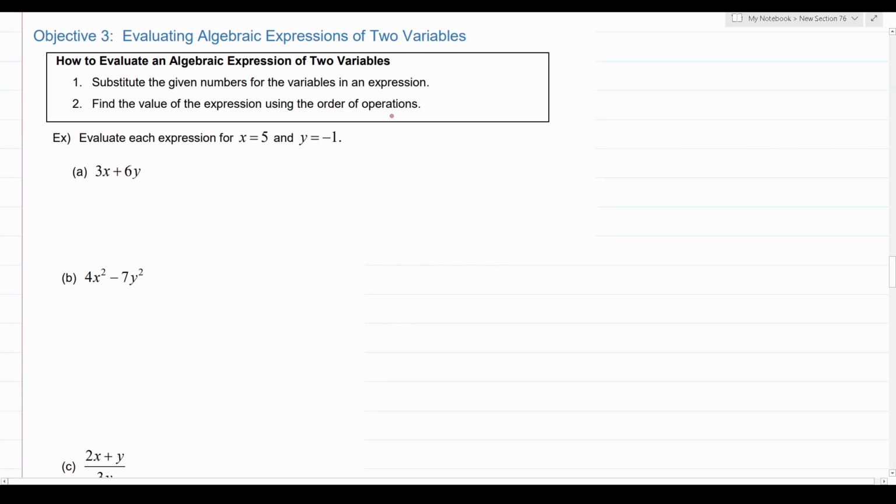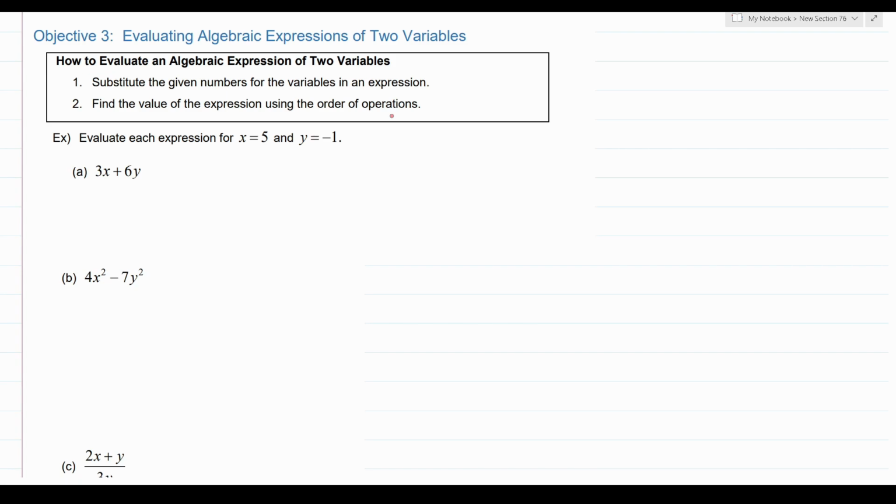So now that we've evaluated some algebraic expressions that had one variable, let's go ahead and take a look at the third and final objective in today's video. That is, let's work on evaluating algebraic expressions that have two variables. As you can see, the steps are the same. First, we're going to substitute the numbers in for the variables in the expression, and then we're going to find the value of the expression by reducing it using the order of operations.